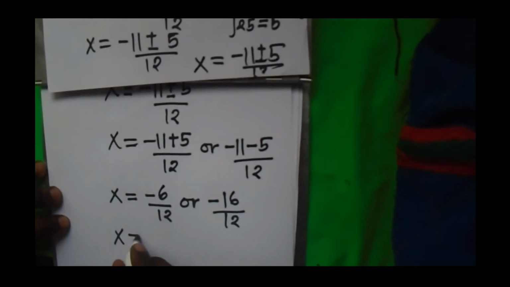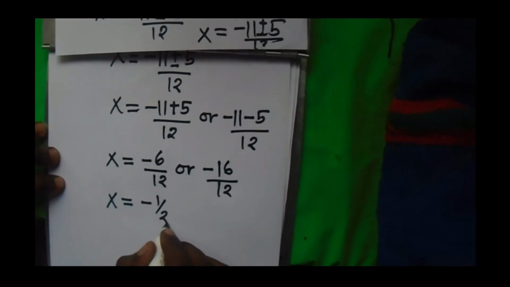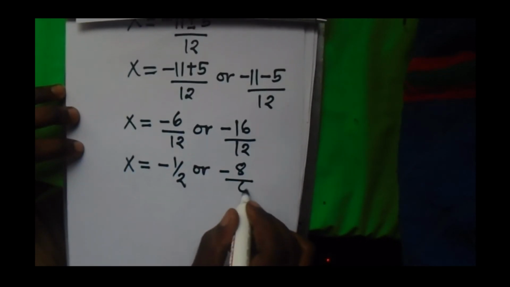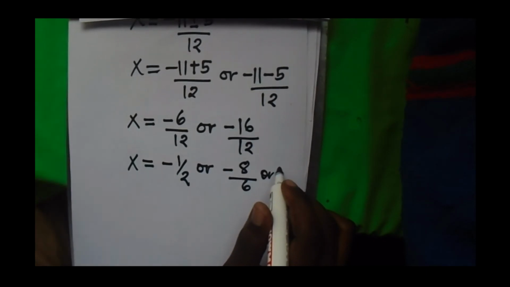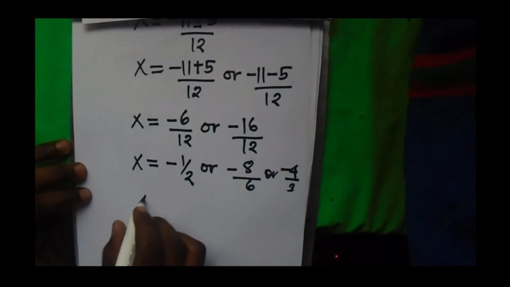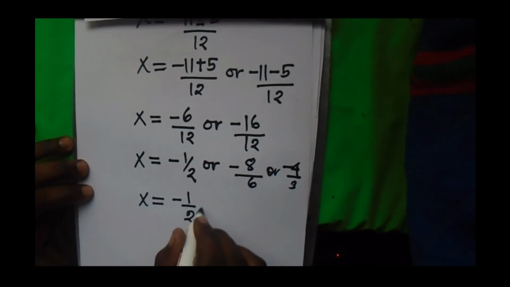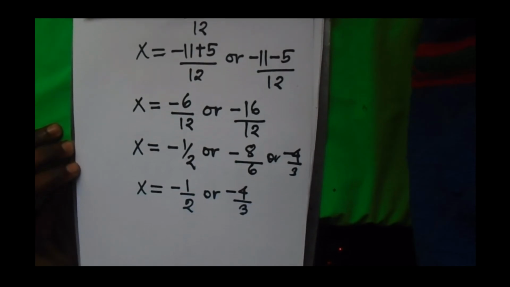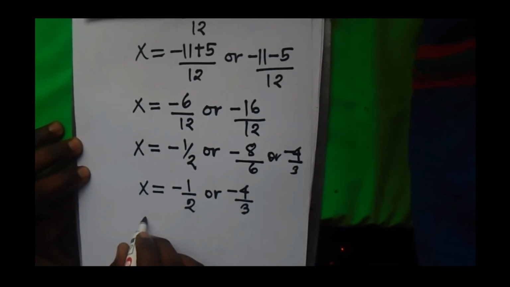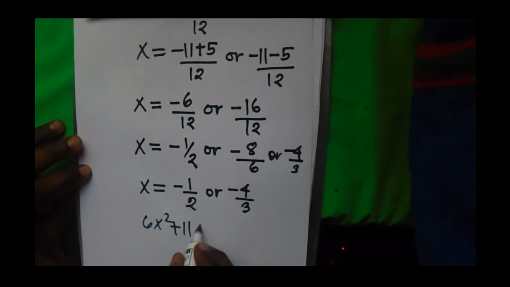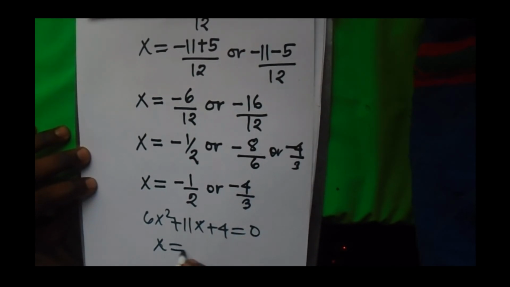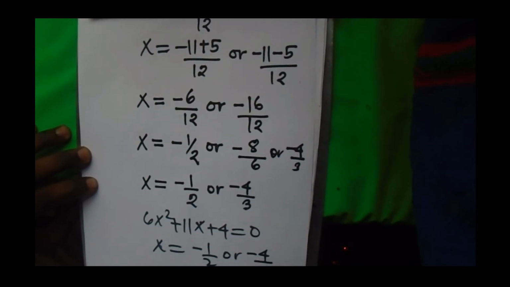Then our answer will be x equals negative 1/2 once you simplify, or negative 16 over 12 simplifies to negative 4 over 3. And x equals negative 1/2 or negative 4 over 3. So that is the answer of this equation, 6x squared plus 11x plus 4 equals 0. The answer of this equation is x equals negative 1/2 or negative 4 over 3.